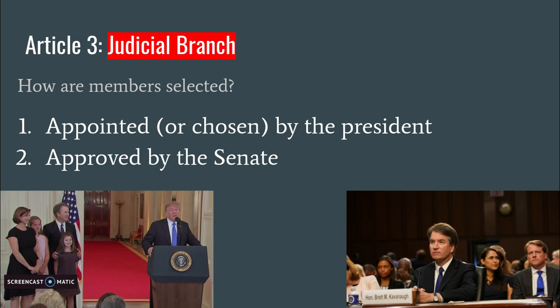But step 2 is that the person the president chooses has to be approved by the Senate. So both branches of government have a say in whether someone becomes a federal judge or not. The president appoints the new federal judge, but the Senate has to approve that person before they are allowed to take that position.